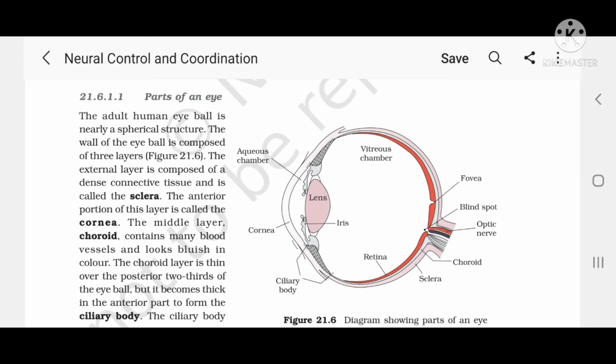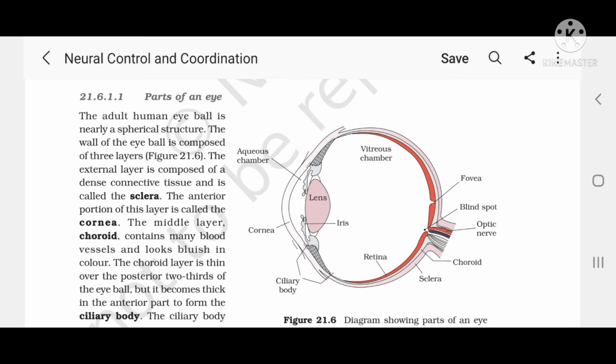21.6.1.1 Parts of an eye. The adult human eyeball is a nearly spherical structure. The wall of the eyeball is composed of three layers. The external layer is composed of a dense connective tissue and is called the sclera. The anterior portion of this layer is called the cornea.